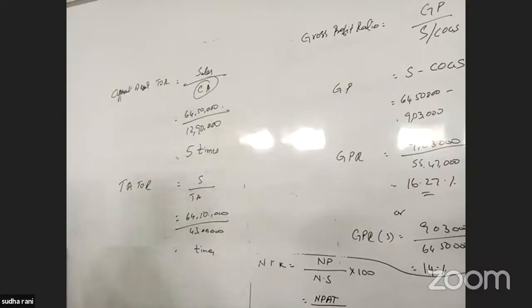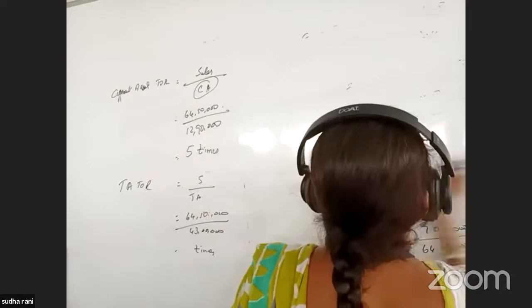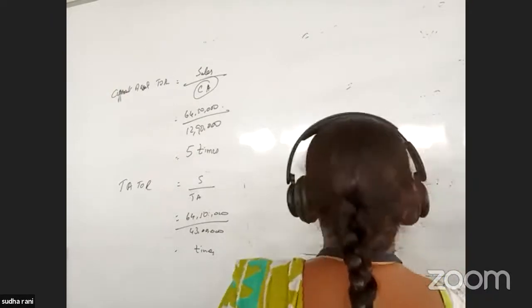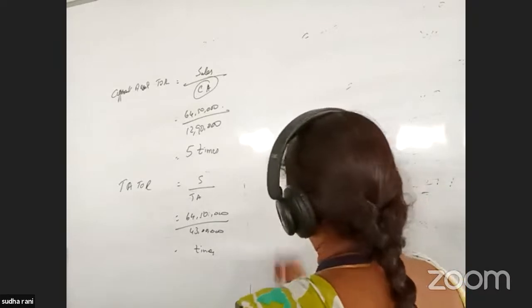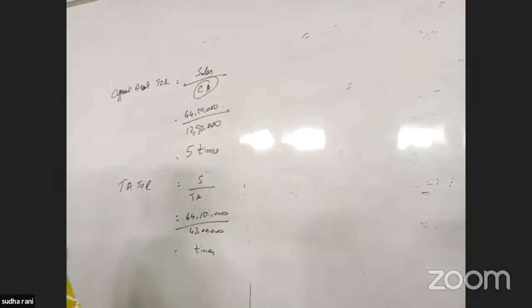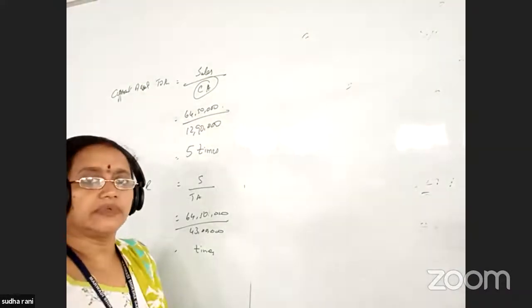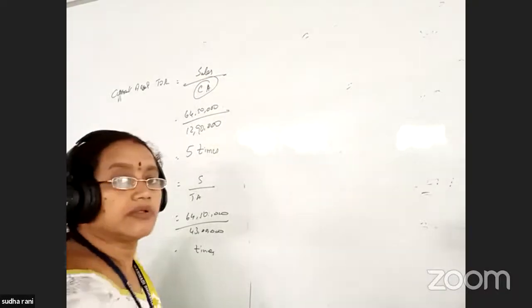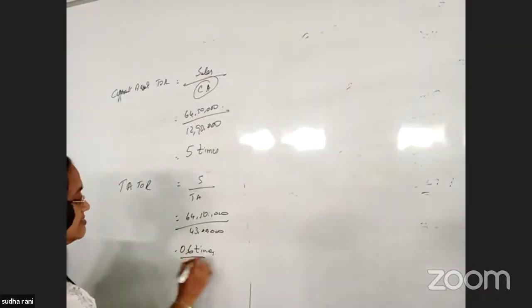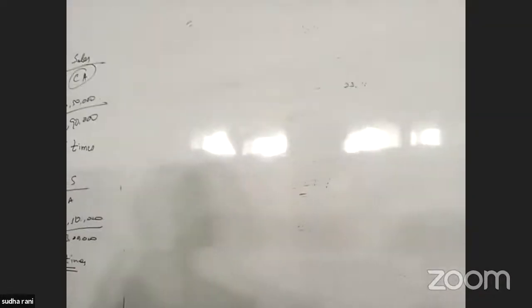Okay. Next, debt equity ratio. This comes under the solvency ratios. Debt equity ratio is said to be under solvency ratios, which tell about the long-term ability of a company in meeting its obligations. I told you, for long-term creditors we use the debt equity ratio. What is this answer? 0.6 times.